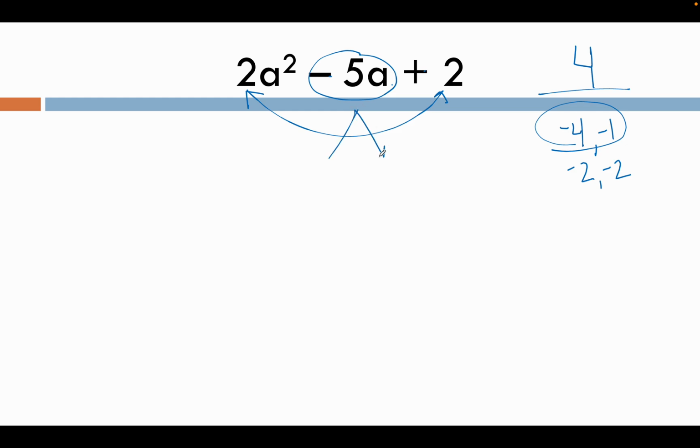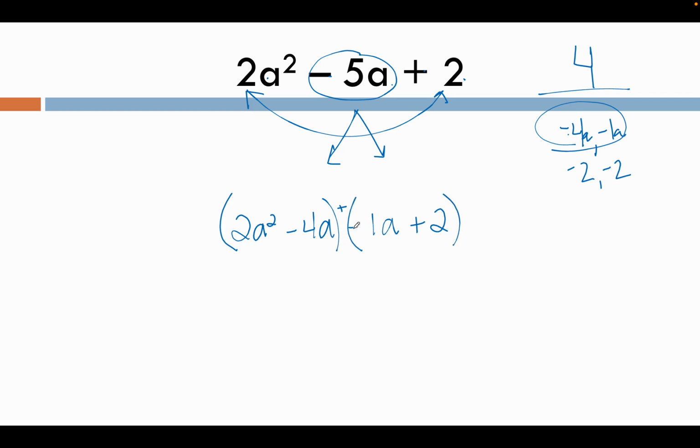So we're going to now take that minus 5a and split that into minus 4a and minus 1a. Again, it doesn't matter what order you put them in. And then bring down the 2a squared and the plus 2. We're going to group these together, and then we're going to put a plus sign in the middle.